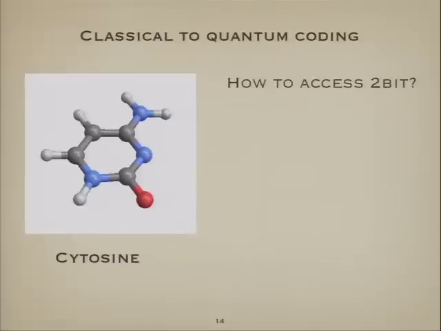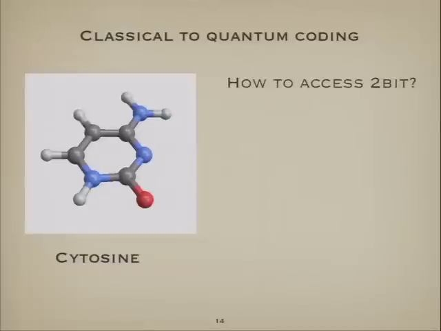Now the interesting question is, how do you actually access that information? It's not enough to store it. You actually have to be able to read it out. How do you do that with these small systems? So let's look at only one of them, cytosine, for example.